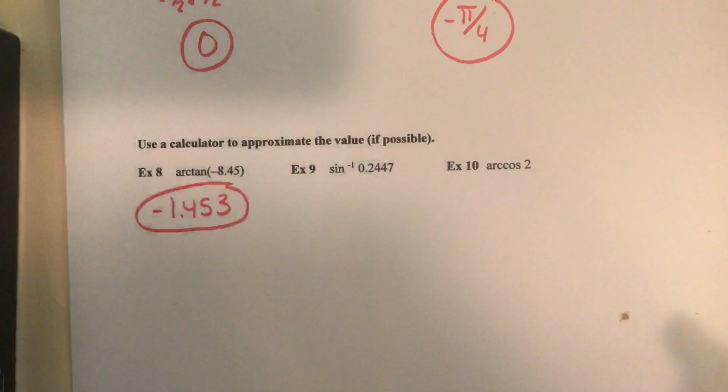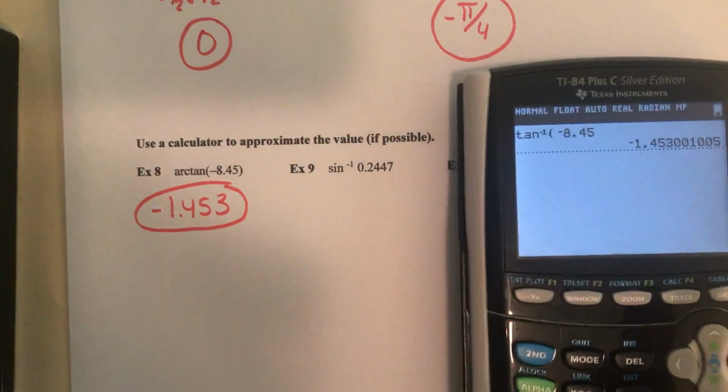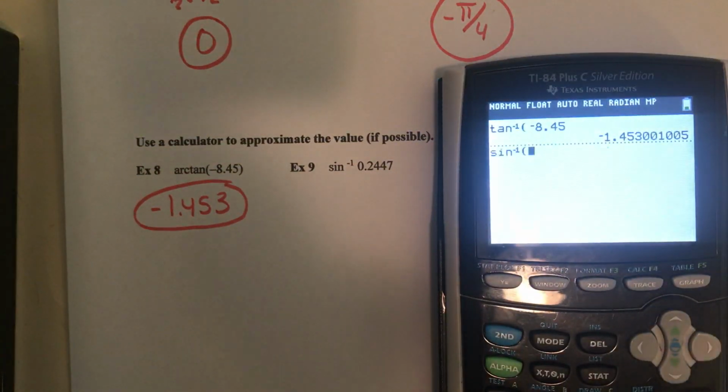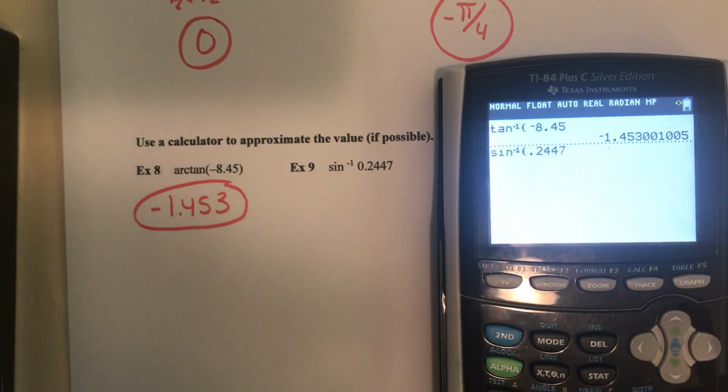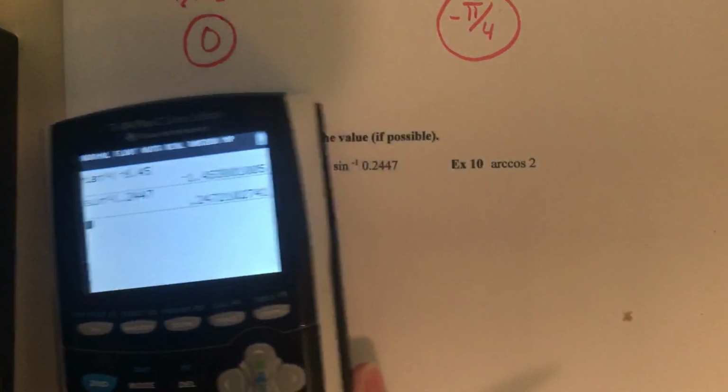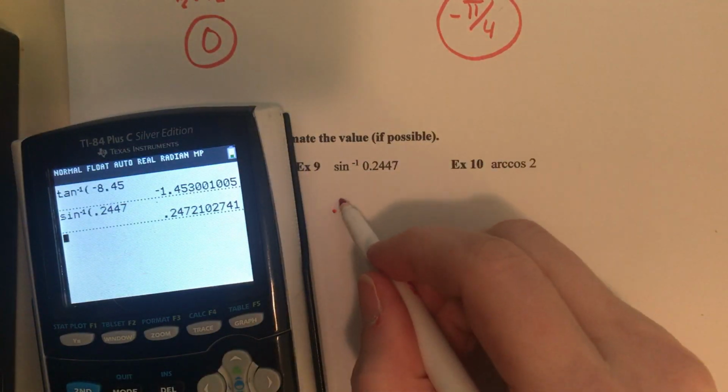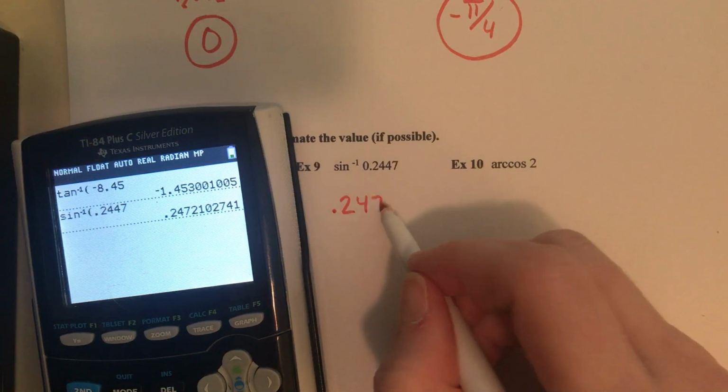Okay, so let's try a couple more. Number 9, we have the inverse sine, so second sine of 0.2447. For this one, I get 0.247.